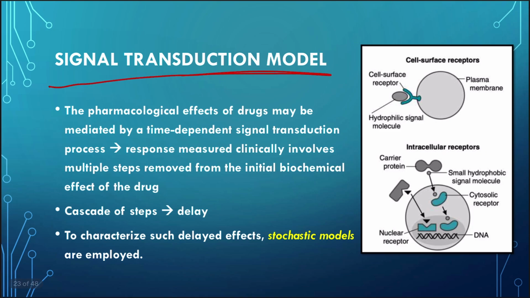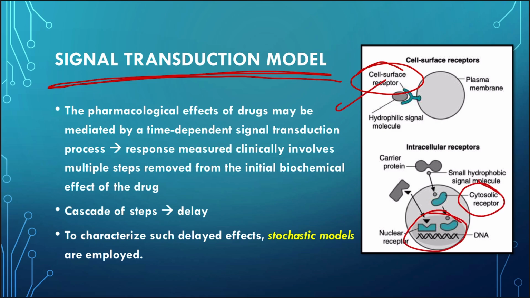Now coming to the next one, that is the signal transduction model. In the signal transduction model, we come across two different types of receptors: first is the cell surface receptor, then we have the cytosolic receptor and the nuclear receptor. The signal transduction model basically considers all the steps responsible for mediating a particular effect of the drug. Normally, in the effect of the drug, we don't give value to these steps, like the activation of the receptor, how the signals are carried down, and how the second messengers are formed.